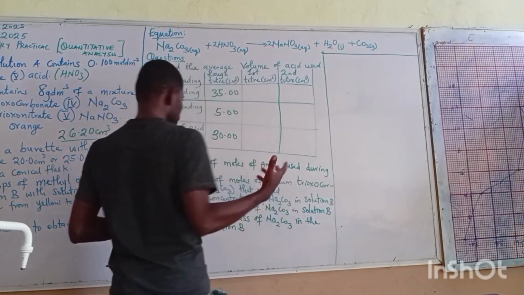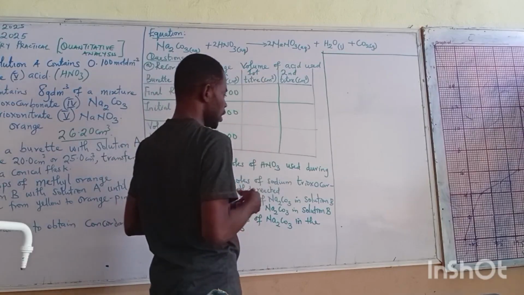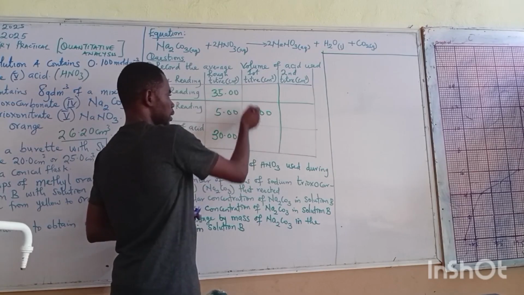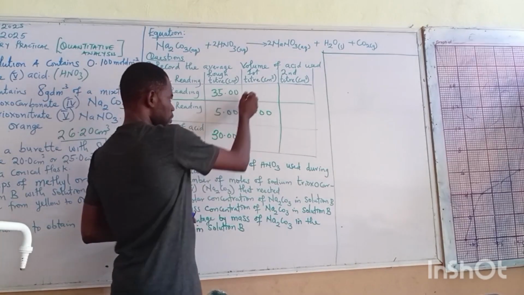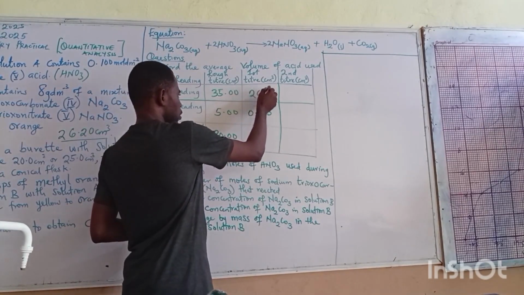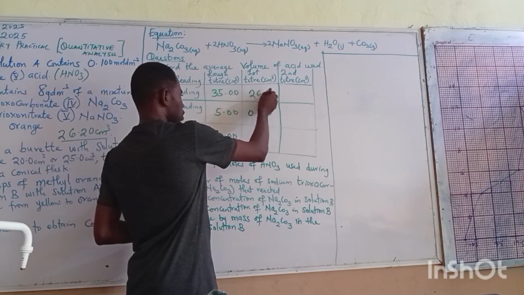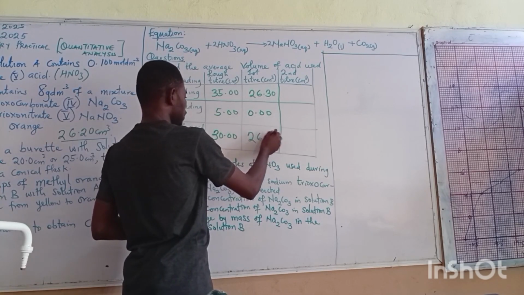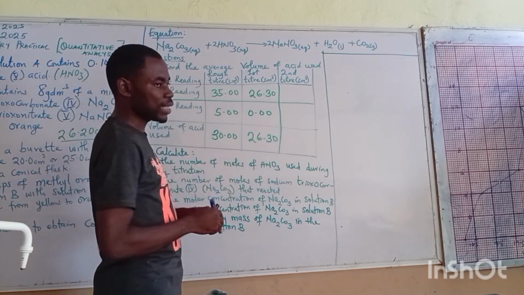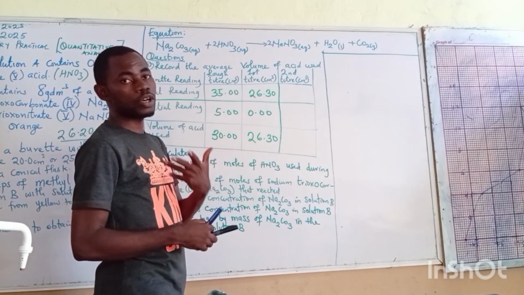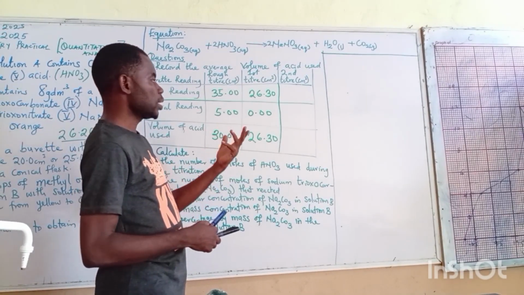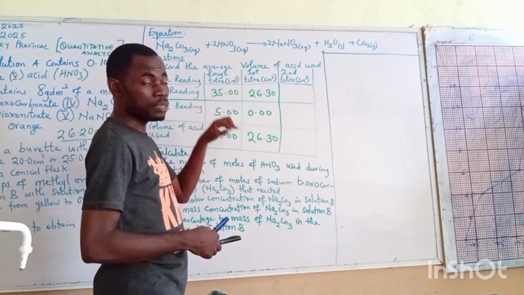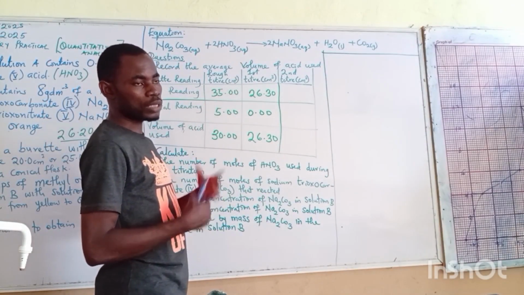I filled up my burette up to the end, that's 50. It showed that at that moment my initial reading was 0.00. And when the titration was done, I read it at 26 point something. The first time I read it at 26.30. That's what made me get 26.30 as my volume of acid for the first titration. Because I know the capacity of the burette is 50, if I continue using that particular remaining acid, I may run out of acid.